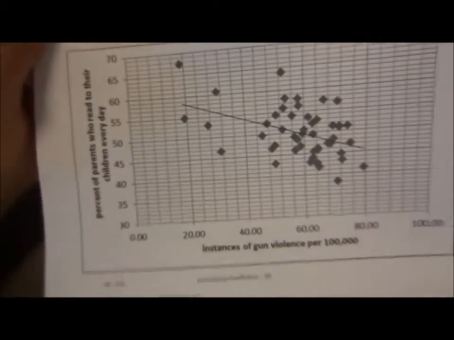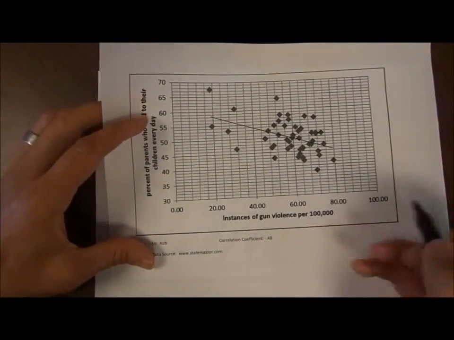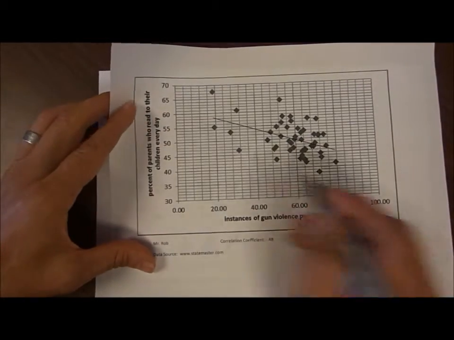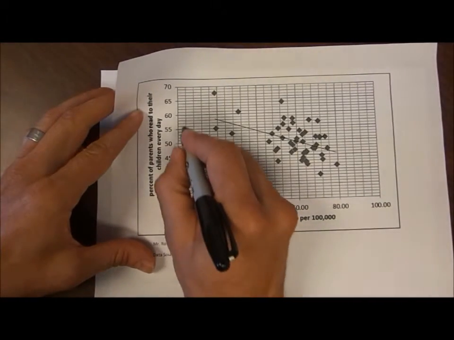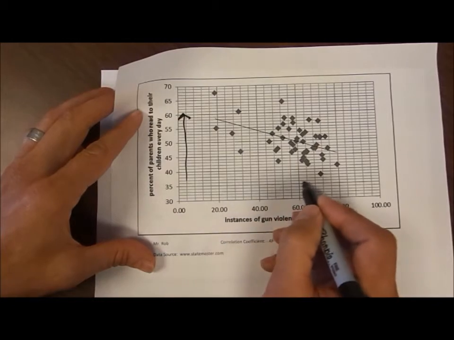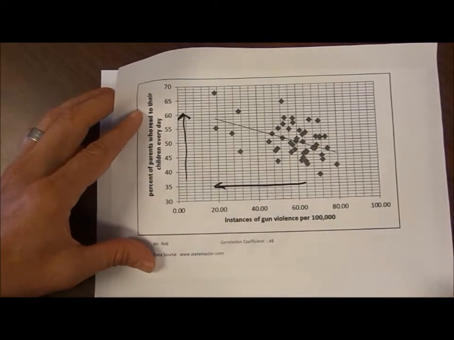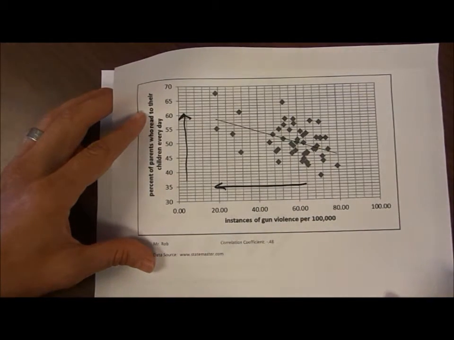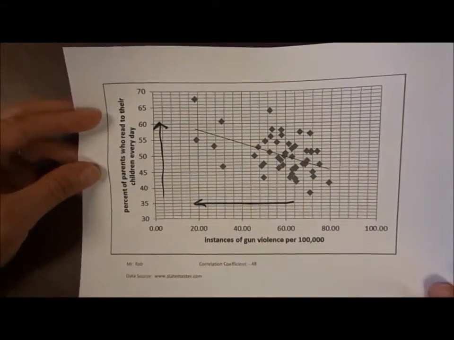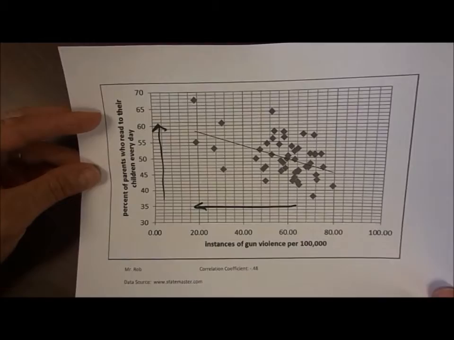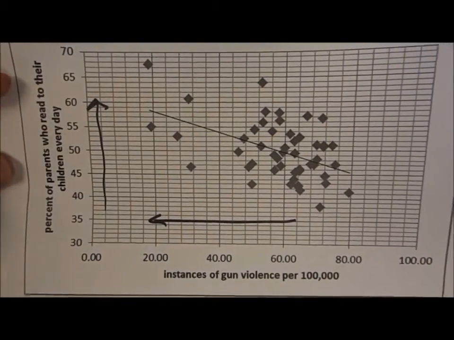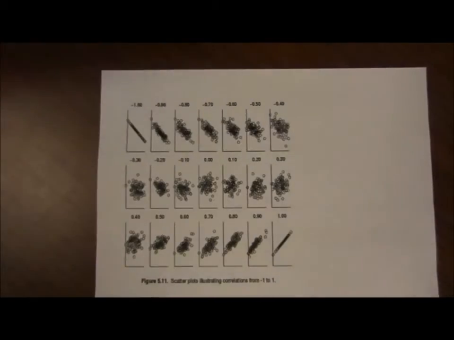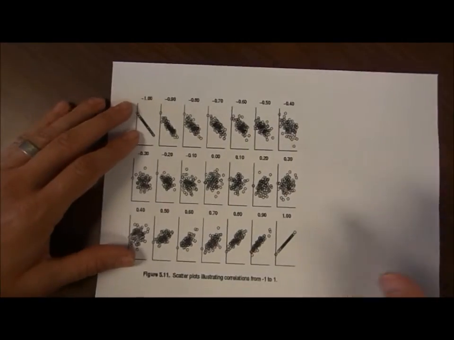Very interesting. The more people are reading to their children every day, the lower gun crimes are. I'm looking through some more data sets, and maybe one of the challenges I'll send to the kids is to find a stronger correlation than that one. That'll do it for showing you some data sets and the strength of correlation.